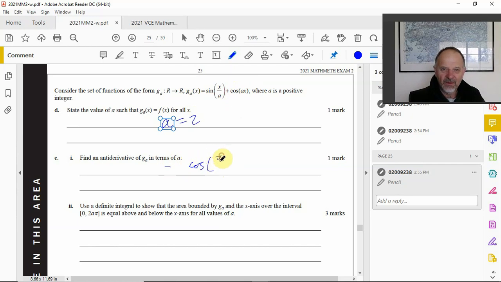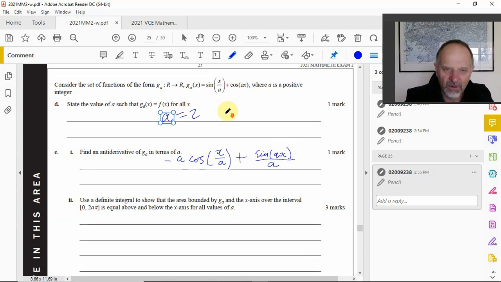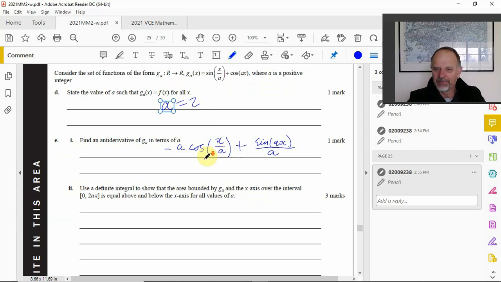Cos x on A. And of course the constant is 1 on A, so 1 on A is A, and plus, if you differentiate sine AX, you get cos, and of course we need the constant. So there is an antiderivative of GA in terms of A.